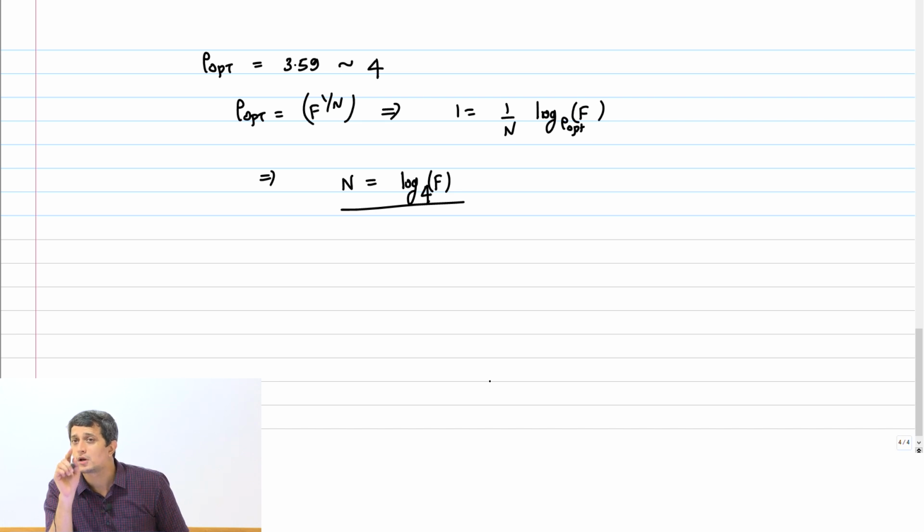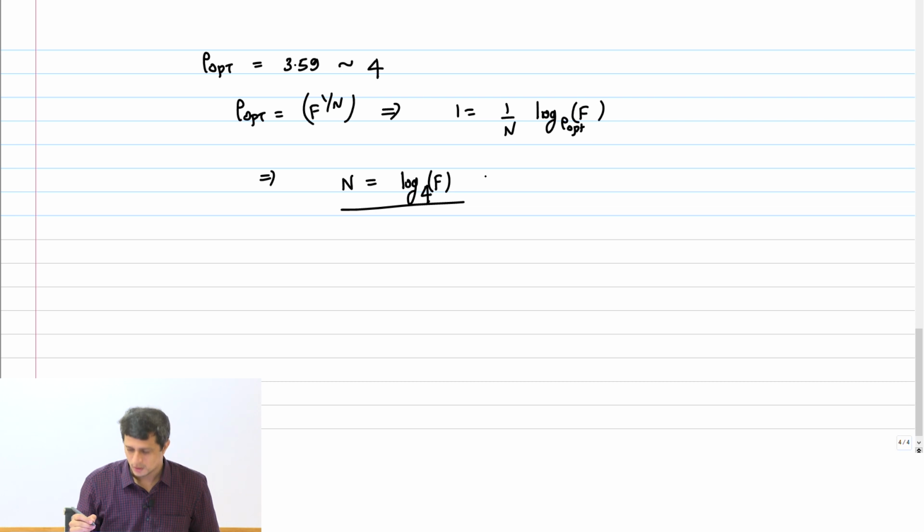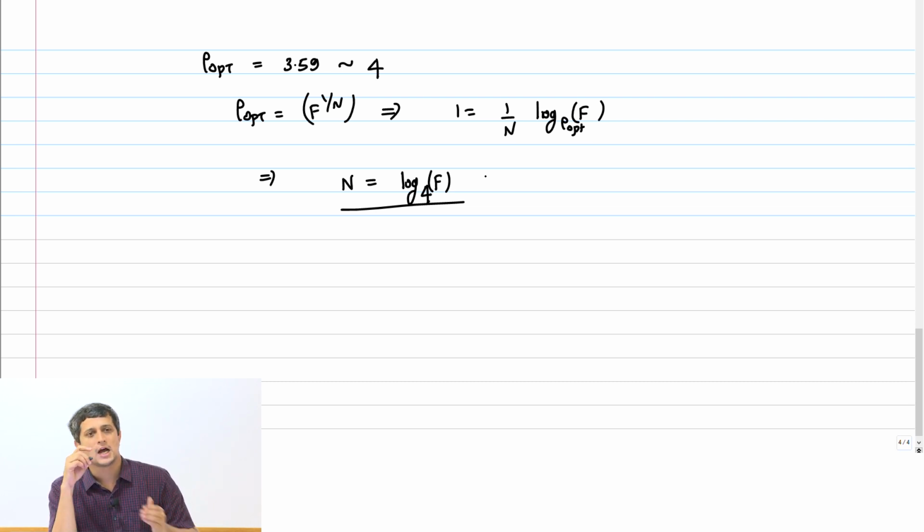It's only the number of inverters that I add that will change depending on the circuit that I am trying to optimize. Okay? So why don't we go ahead and apply this to the previous problem that we solved yesterday.